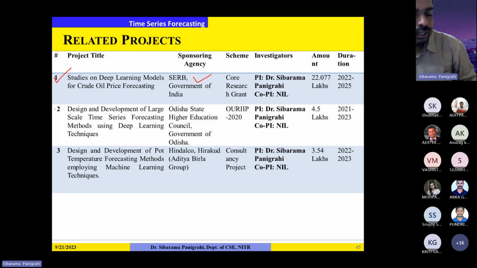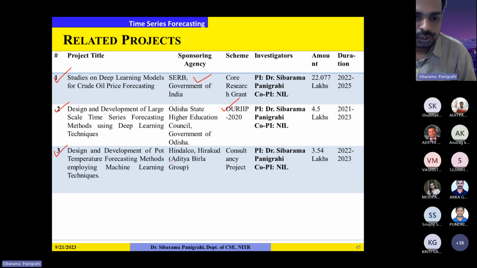And the second one that was completed recently is design and development of large scale time series forecasting methods using deep learning model. This is from Odisha State Higher Education Council. Through this project, I have developed an electricity load forecasting software for Western Odisha that is presently being used by TPWDL to forecast the next 2 days electricity load, that is electricity consumption, so that if there is a deficit they can purchase from other grids, and if there is a surplus then they can sell it to other grids.